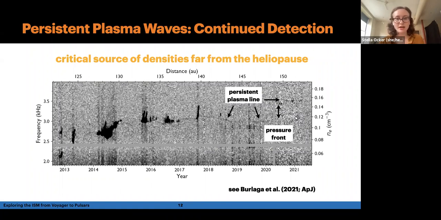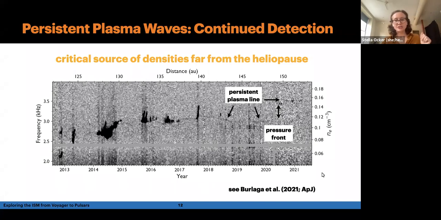So this has been a really interesting detection, and for more on the discovery of this pressure front and its implications, there is a paper that came out earlier this year in ApJ, which was led by Len Burlaga, who was the PI of the MAG instrument.